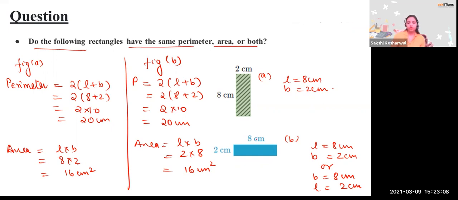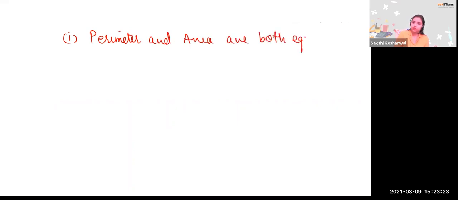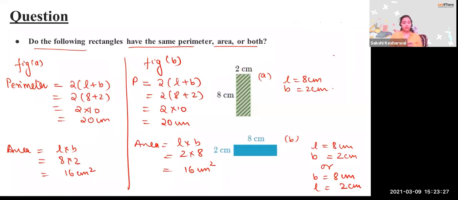So what we see over here, what is the conclusion we get? The perimeter and area are both equal. So this is your answer which you will be quoting. You have to write it down this way.